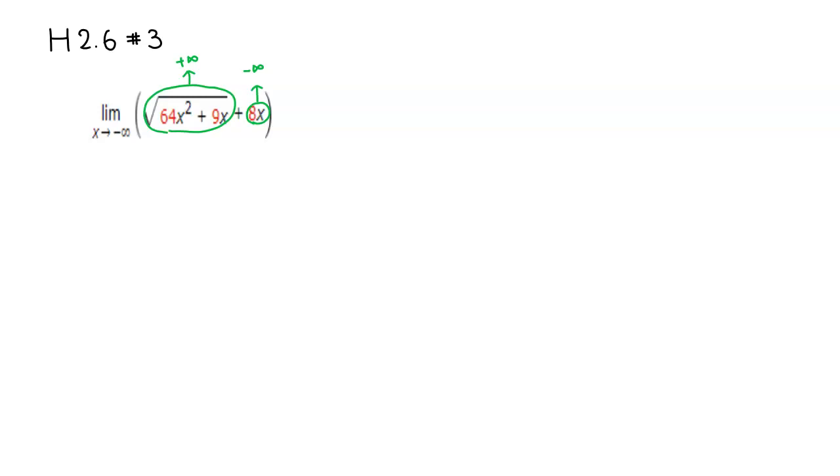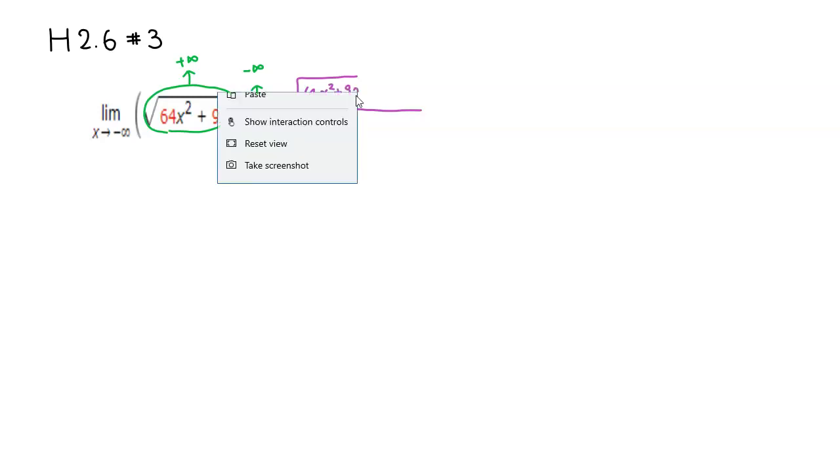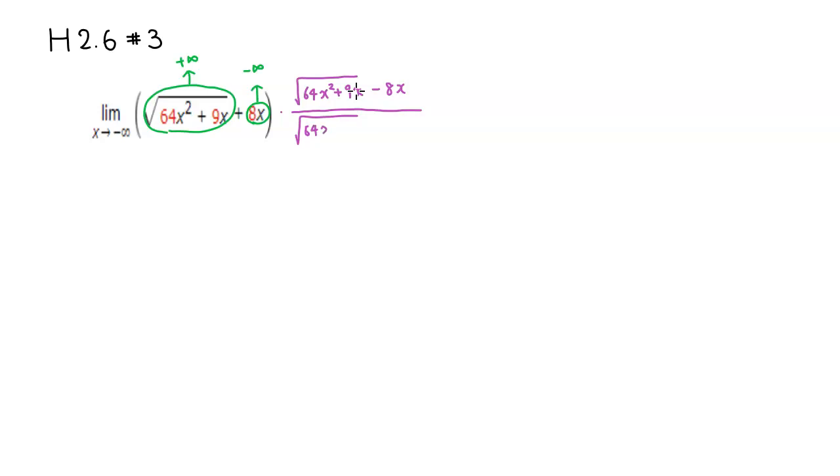All right, here's a trick we've done before. I'm going to multiply top and bottom by almost the same thing except for the sign. So you have the square root of 64x squared plus 9x, minus 8x, and we have to do the same thing to the denominator so that we don't change the quantity of the limit here.